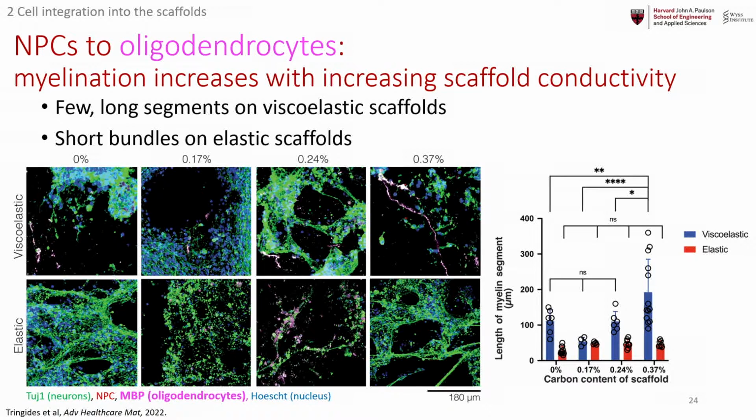And then the last marker we were looking at for this batch of experiments were oligodendrocytes. So here we looked at myelin basic protein, which is shown in pink. And we were really excited to see that in the viscoelastic substrates, especially the conductive scaffolds, we have quite long stretches of myelin, and there's much more myelin present in our viscoelastic substrates than the elastic substrates. And again, as scaffold conductivity increases, we see more of this myelin present.